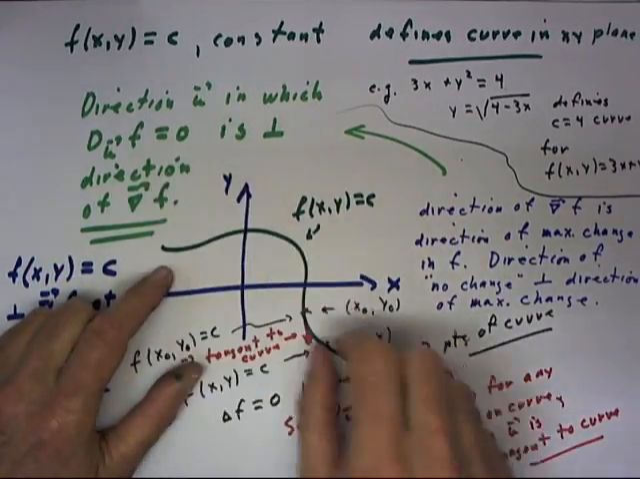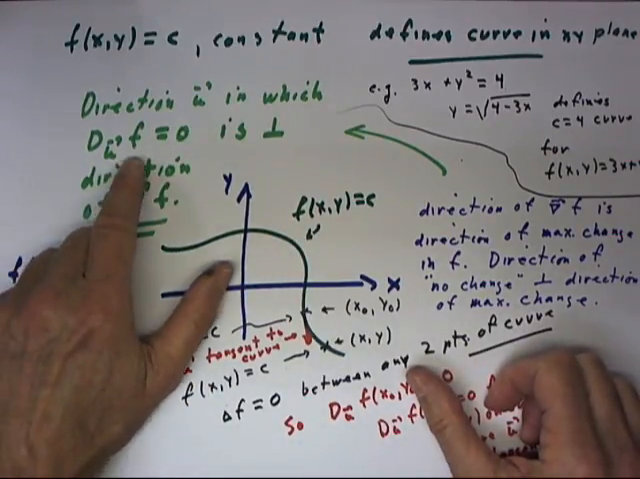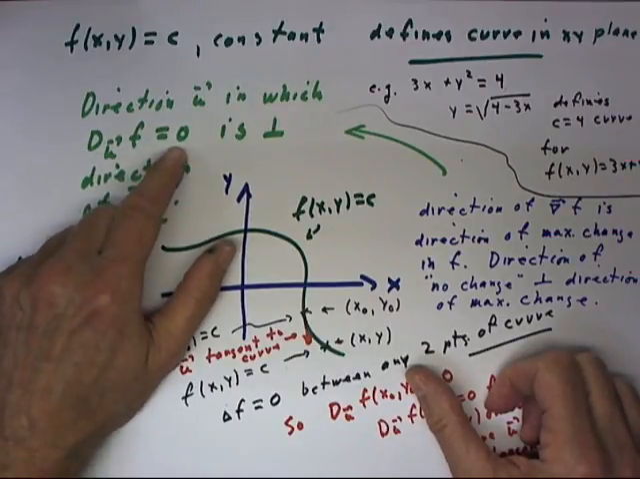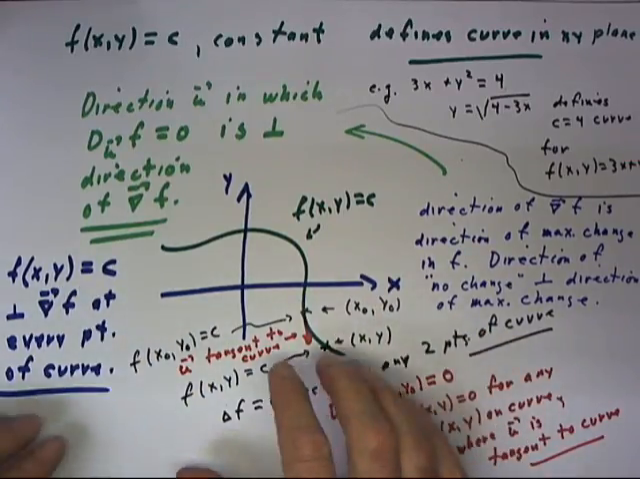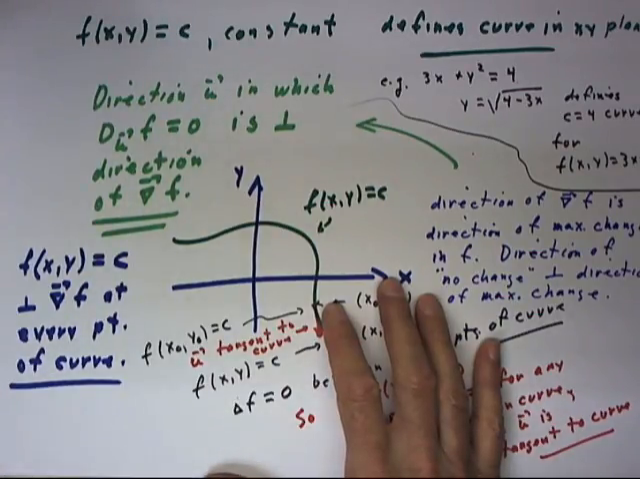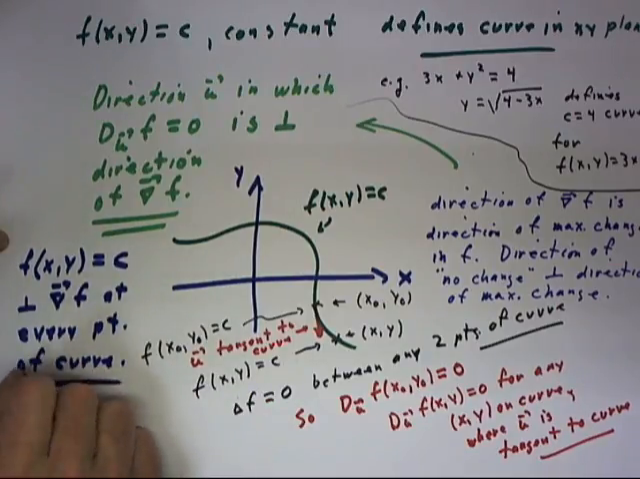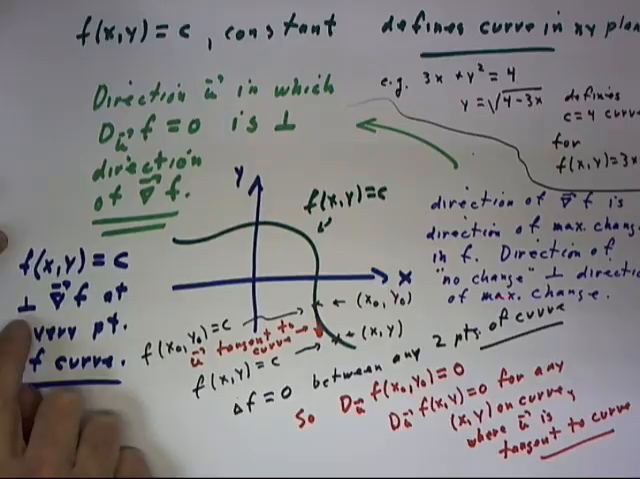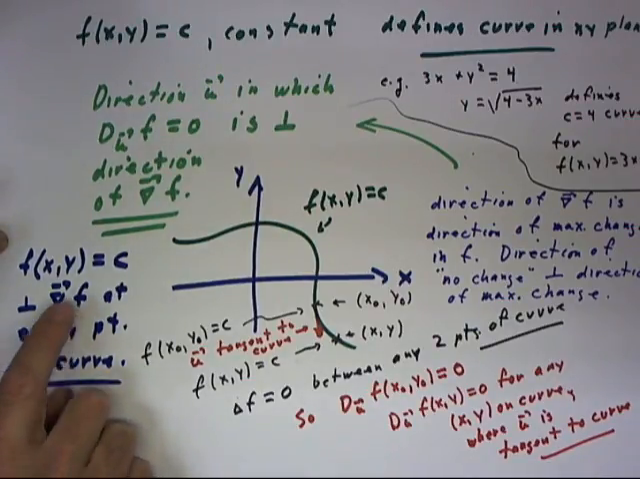From this, it then follows that the direction u in which the directional derivative of the function f is 0 is perpendicular to the direction of the gradient at a point. Again, not a completely rigorous statement, but take it as plausibility, and take my word for it at this point that the curve f of xy equals c as a result is at every point perpendicular to the gradient of f at that point.